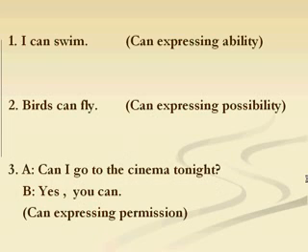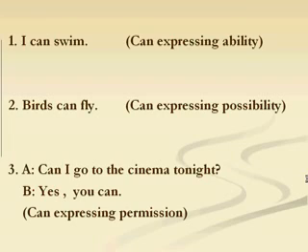Example number 3, A: Can I go to the cinema tonight? B: Yes, you can. Here A is asking for permission to go to the cinema tonight, right? And B says yes you can. So can here is expressing permission. You can see that can is being used in these three sentences in different ways. In sentence number 1, can expresses ability, in sentence number 2, can expresses a possibility, and in sentence number 3, can is expressing a permission.